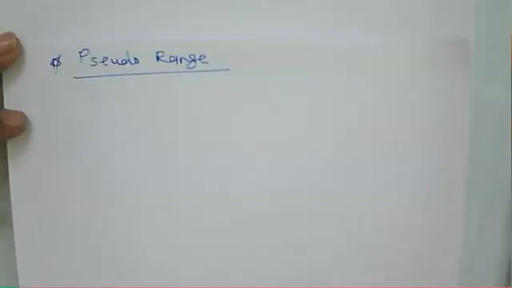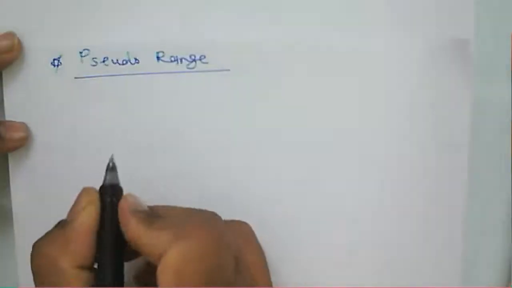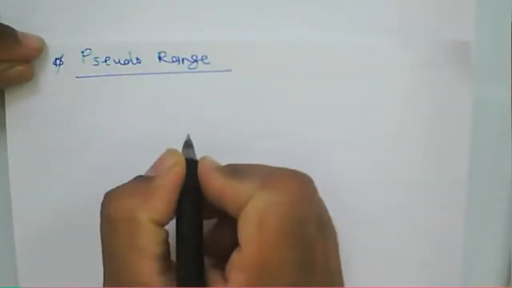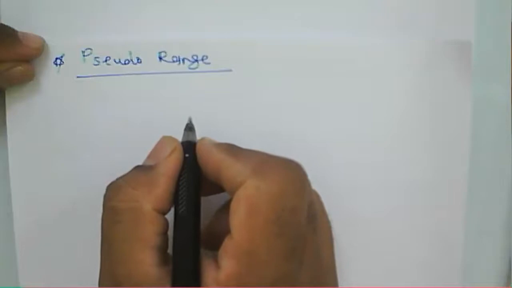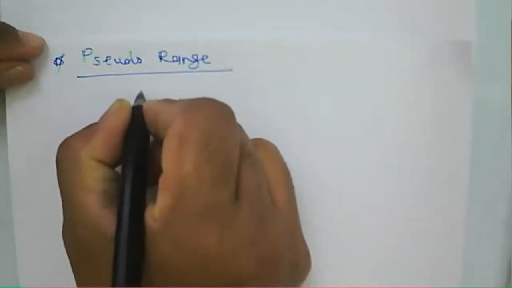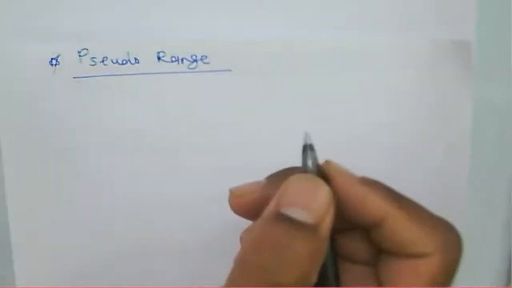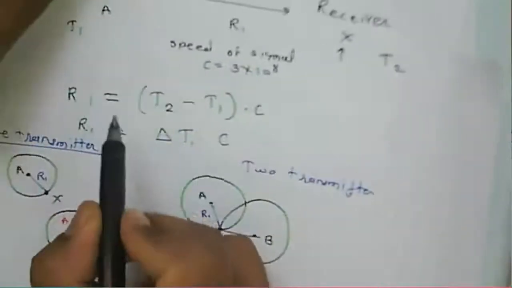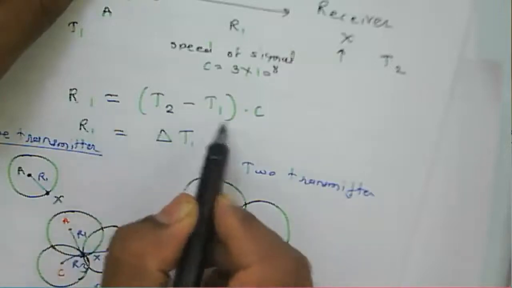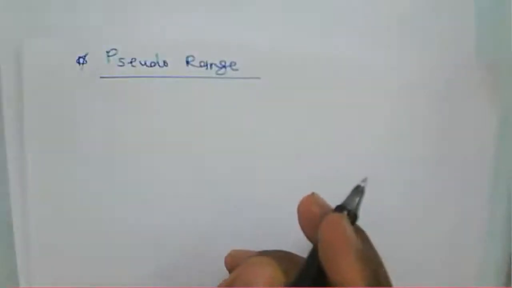Now we see a pseudo range here. We know that range can be computed if we know the time delay between the transmitter and receiver. So we say, as earlier, that the range R is equal to the difference between the timing, with respect to c here.